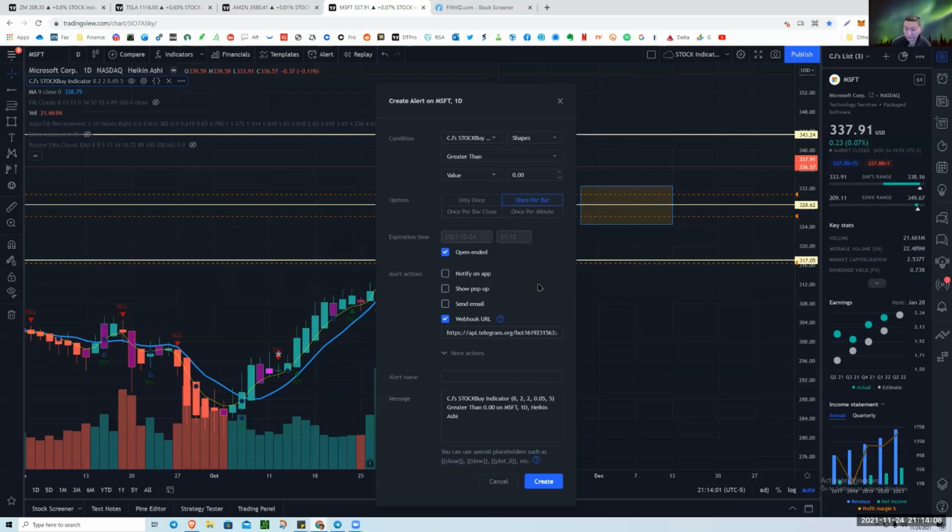Once per bar. You know what? That just reminds me, for my day trading I should set it up on a 10-minute and see how well it works. So once per bar like that. Forget the webhook, that's my own.